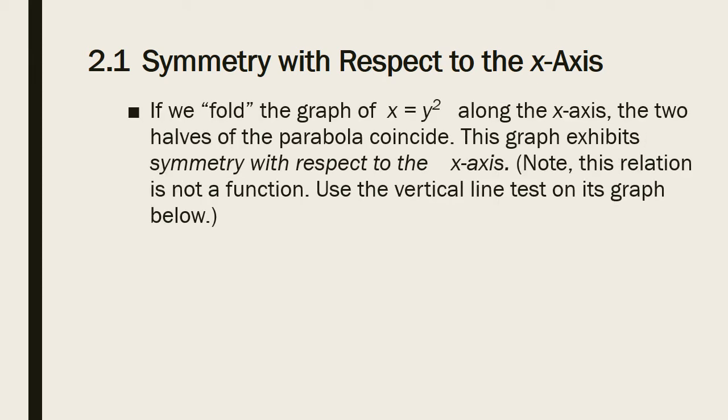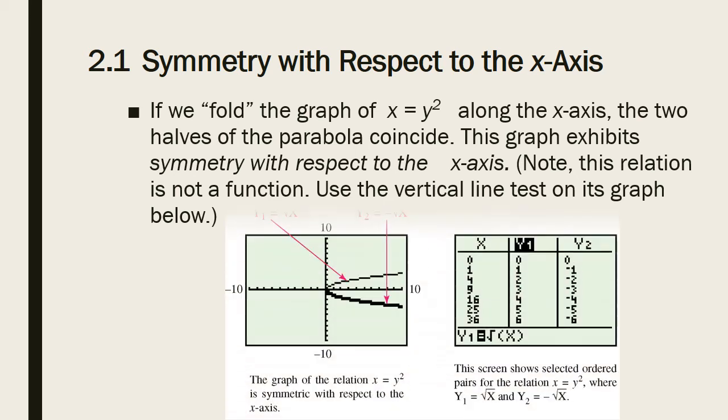All right, symmetry with respect to the x-axis occurs if you can fold the graph along the x-axis and the two halves of that graph will coincide. Now, that graph is not going to be a function because the points are actually lining up vertically, as we've seen before, and it fails the vertical line test. This is an example of the graph of x equals y squared. And you can see that, again, it is not a function, but if you were to fold this graph on the x-axis, it would indeed match up. And you can see the values in the table there.